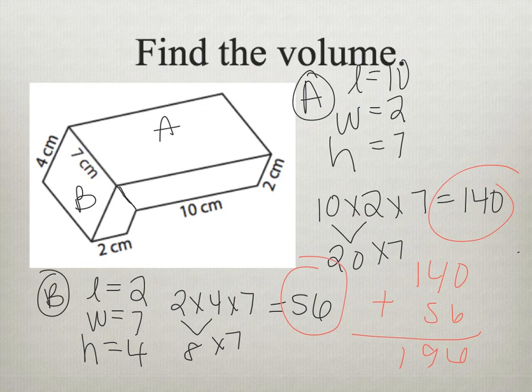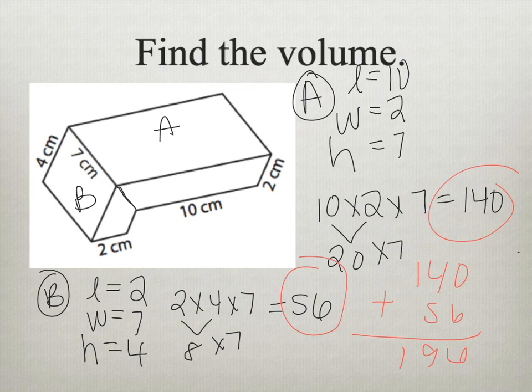So for shape A here, I have the length as 10 centimeters. We have the width as 2 centimeters. We have the height as right here. It's the same as the height here, so that is 7 centimeters. So 10 times 2 times 7. 10 times 2 is 20, times 7 is 140.